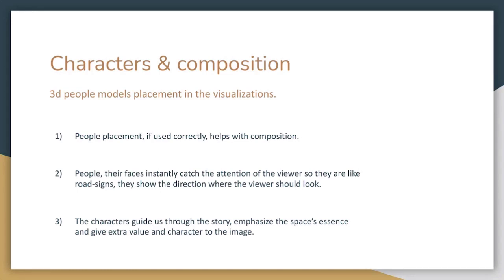Now, another reason why we should use people in our visualization is that they help composition. Of course, if used correctly. People, their faces instantly catch the attention of the viewers. So they're like road signs. They show the direction where the viewer should look. This is why the direction the character looks is important, as we automatically look in the same direction. The characters guide us through the story, emphasize the space's essence, and give extra value and character to the image.